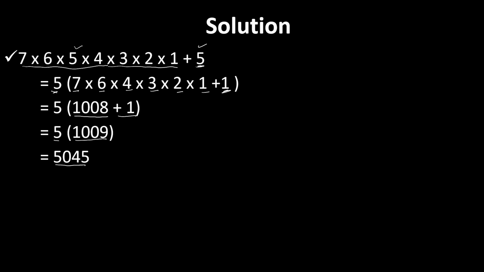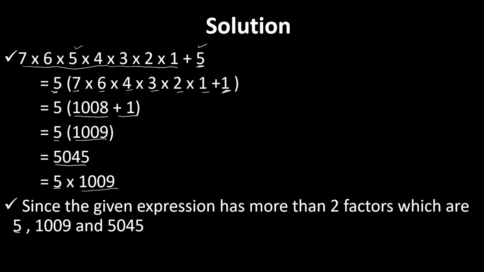Now again here we are going to do prime factorization of 5045. The prime factors that we will obtain would be 5 into 1009. Now since the given expression has more than two factors, which are 5, 1009 and 5045, we know that the number itself will also be a factor of that number, right? So definitely we have over here 3 factors, which is more than 2.